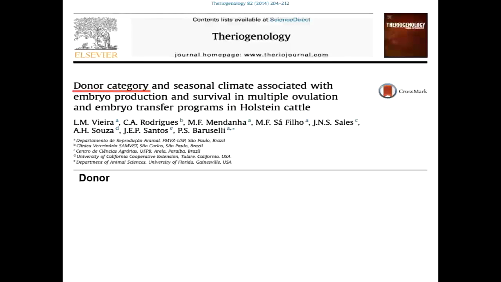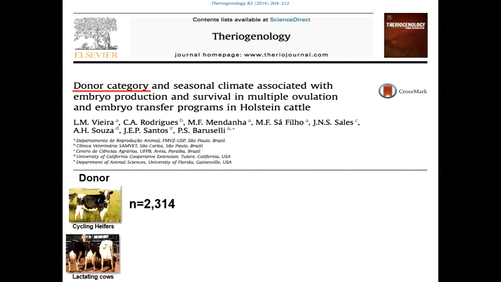So this is another experiment that we did. This is Lais, my PhD student. We did the experiment looking at donor category. This is in vivo embryos. We selected, here with Carlos Rodriguez, so I will show you data from the farm. We did a retrospective analysis, but with the same vet, the same farm, the same conditions.